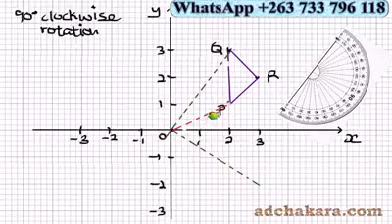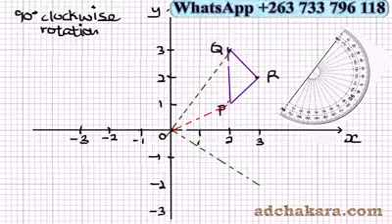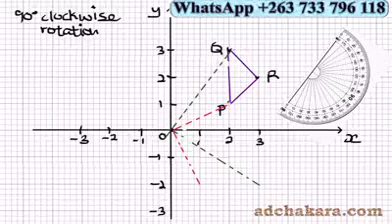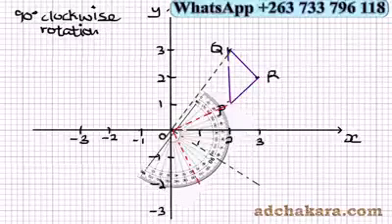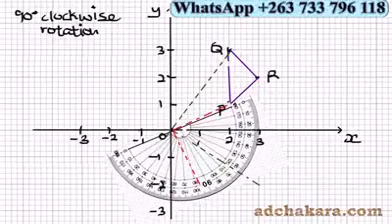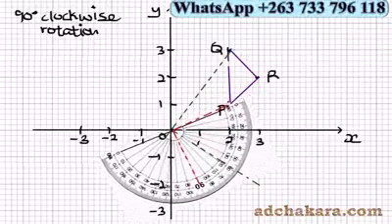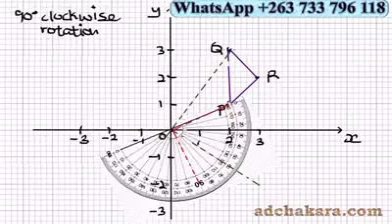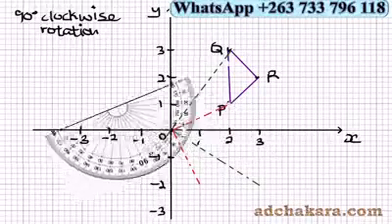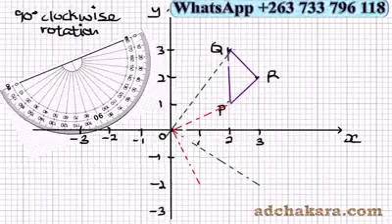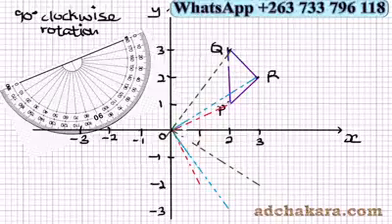Then I will draw another line for P and do the same and measure 90 degrees. You can see this is 90 degrees again. Let me measure this one too. You can see that this is 90 degrees. And I'll also do the same on R and measure 90 degrees again with my protractor. So this is also 90 degrees.